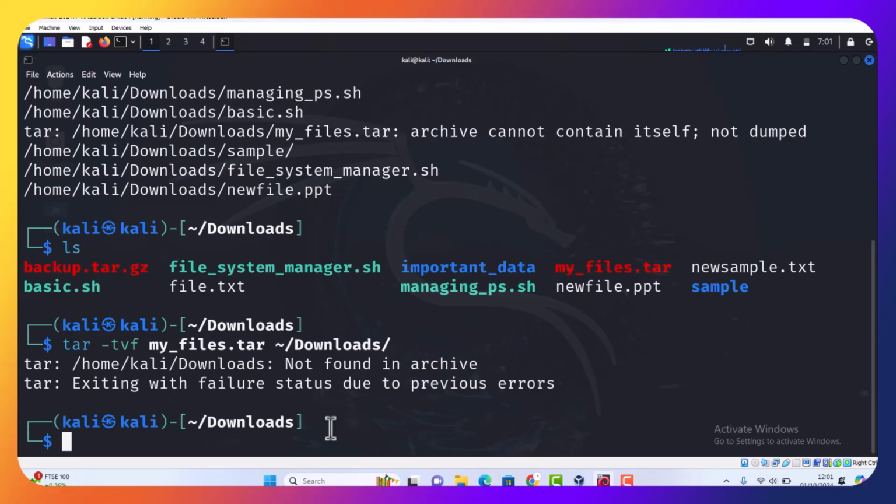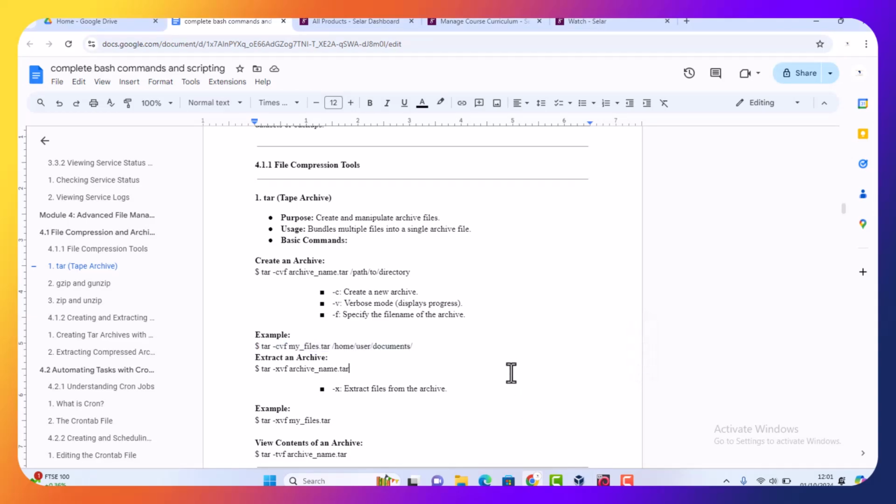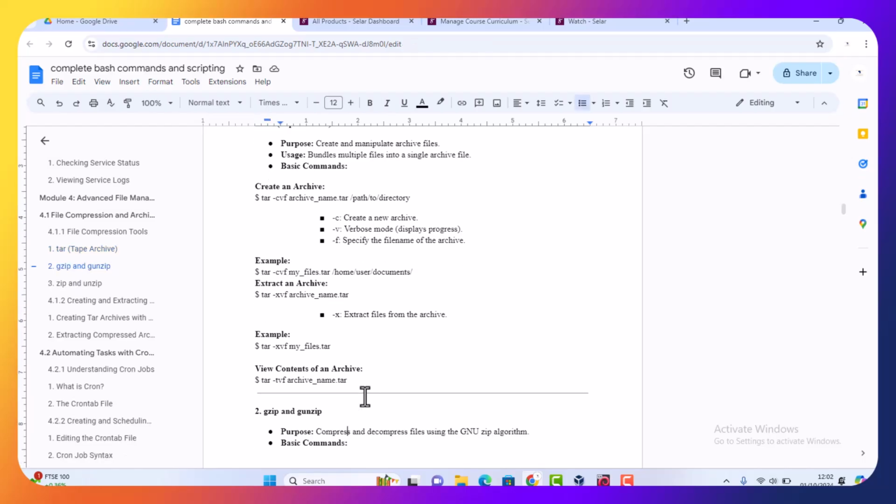what is an existing failure status. So to do that, we'll do what? Okay, to extract a file, we'll do minus xvf. X here is to extract the file. The t is to actually view the content of the file.